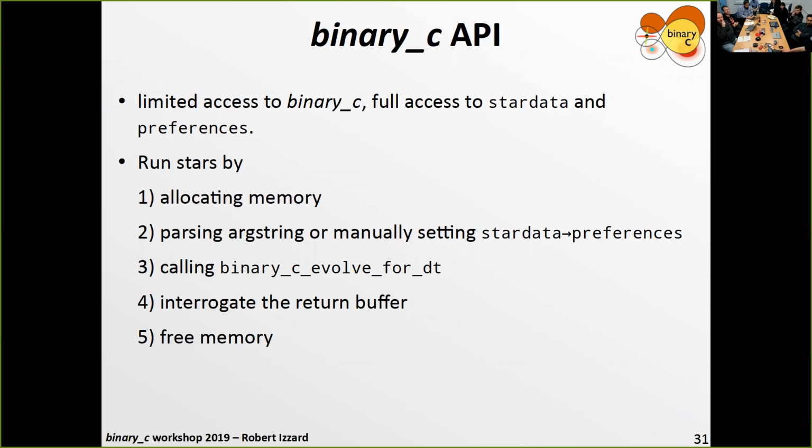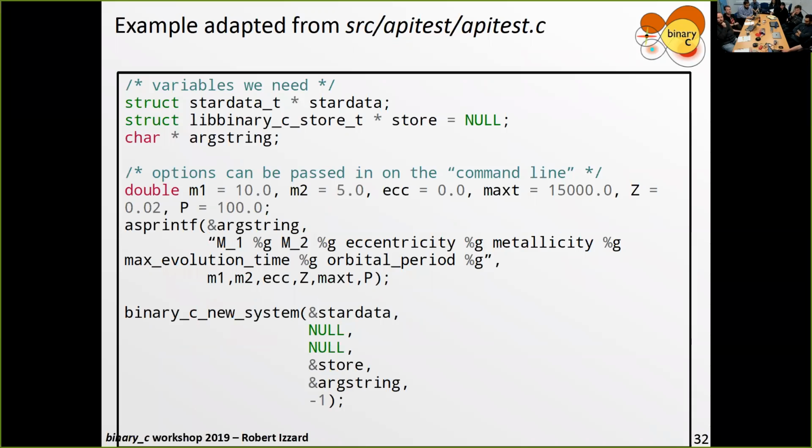So, just to show you how the API would be used, this is in api_test.c. Again, I've taken api_test.c and I've hacked out all the comments because otherwise we couldn't put it on screen. But we start with a stardata, which is empty at this point. We also start with a store. I'll explain what the store is in a minute. And we start with an arg string. And I fill the arg string here using asprintf. Why asprintf? Because it allocates its own memory, which is good, so you don't have buffer overruns. And I fill it with M1 is 10, M2 is 5, and so on, all the things that you would expect. And then I just call the Binaryc new system.